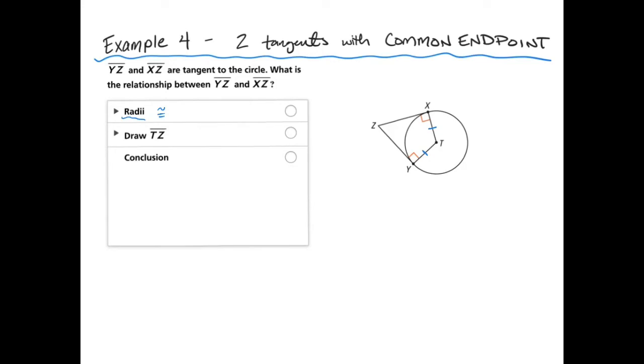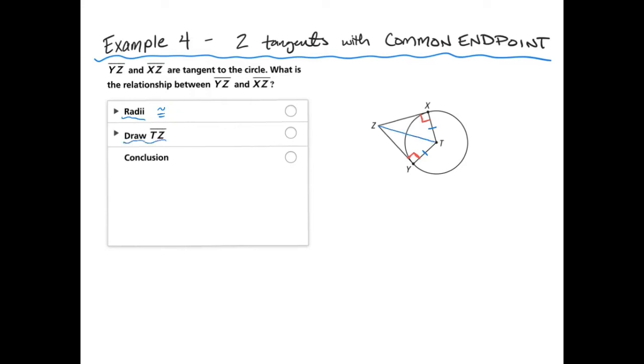And we know that because ZX and ZY are tangents that intersect the radii there, I know I'm going to have a couple of 90-degree angles right here and right here at Y. So I've got those two 90-degree angles. Now let's talk about a segment that's not even drawn there. Let's draw segment TZ.